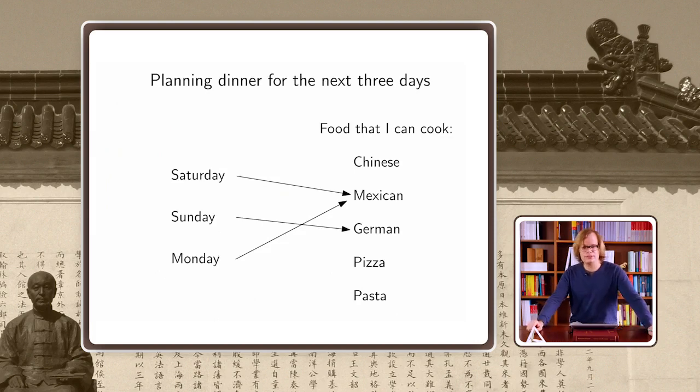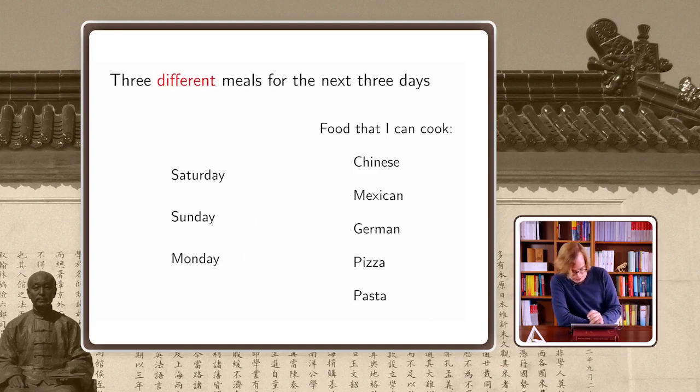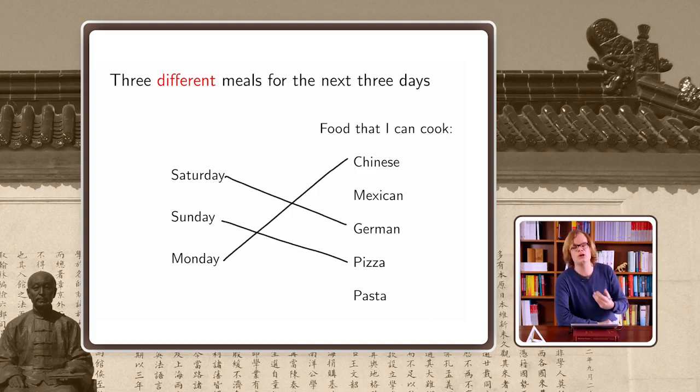So as I have told you, there are no restrictions to cooking food for the next 3 days, but of course, maybe my wife is not happy with me cooking Mexican food twice, so she actually wants that I cook 3 different dishes over the next 3 days. So this is not good. What would be good, for example, would be something like this. Just now the rule is no food twice. So basically now we are looking for an injective function.